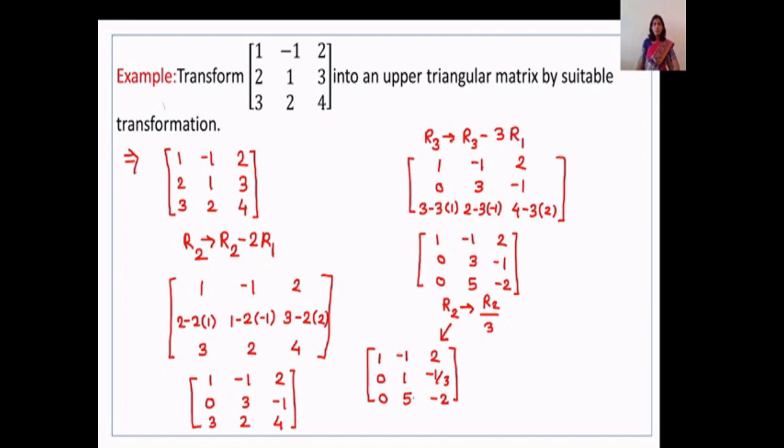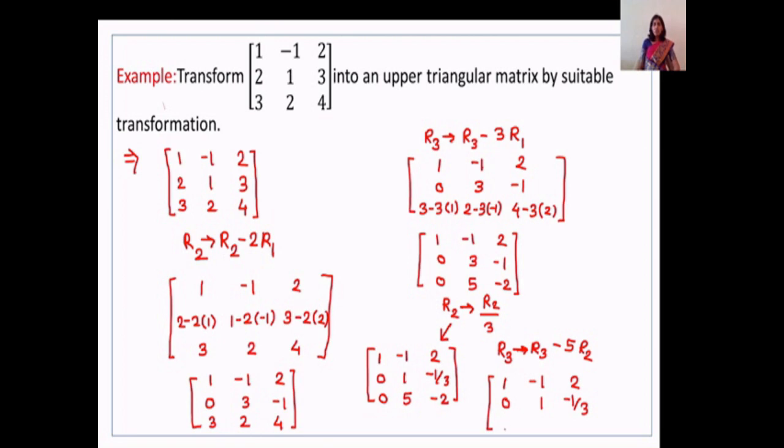Now we have to make 5 into 0 using this 1. So we write here transformation. What is the transformation? R3 gives R3 minus 5 times of R2. So here change in R3. So R1 and R2 as it is, that is 1 minus 1 and 2, 0, 1 and minus 1 by 3. Now here R3 is 0.